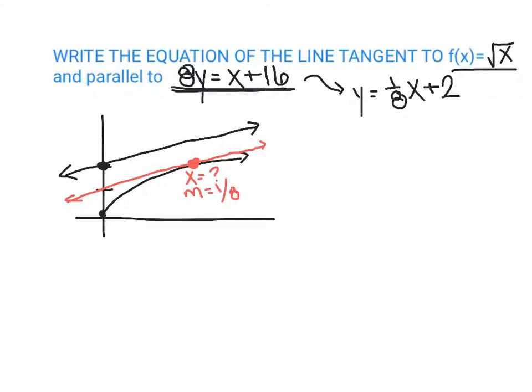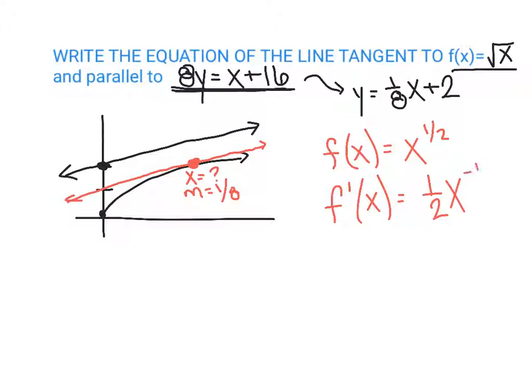So take your derivative and set it equal to 1/8. What is your derivative? Remember, let's rewrite radical x as x to the 1/2. Now you can take the derivative, which would be 1/2 x to the negative 1/2. Rewriting that in a friendlier form would be 1 over 2 radical x. Now set that equal to 1/8.